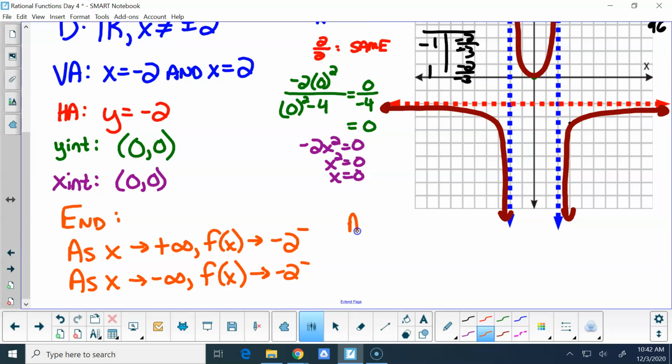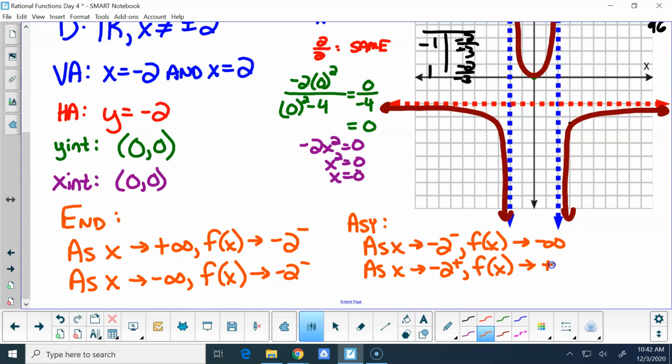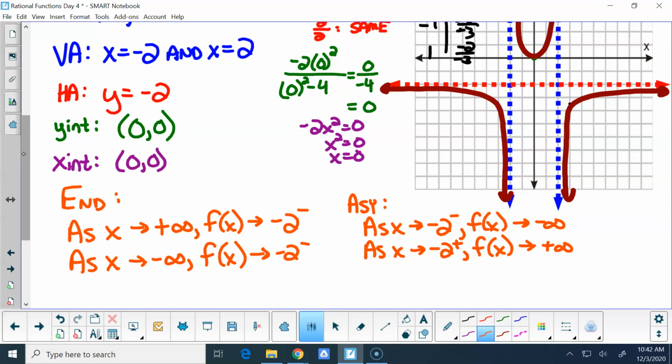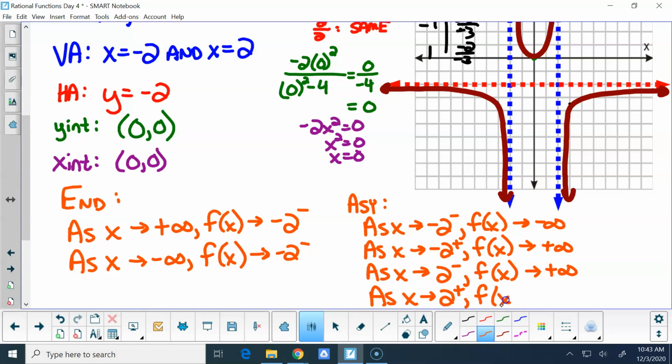My asymptotal behavior, there are 4 of them because there are 2 asymptotes. As x approaches -2 from the left, my function is going to negative infinity. As x approaches -2 from the right, my function is going to positive infinity. That's the left asymptote. And my right asymptote, as x approaches +2 from the left, my function is going to positive infinity. And as x approaches +2 from the right, my function is going to negative infinity. Agree? And that's just straight off of the graph.